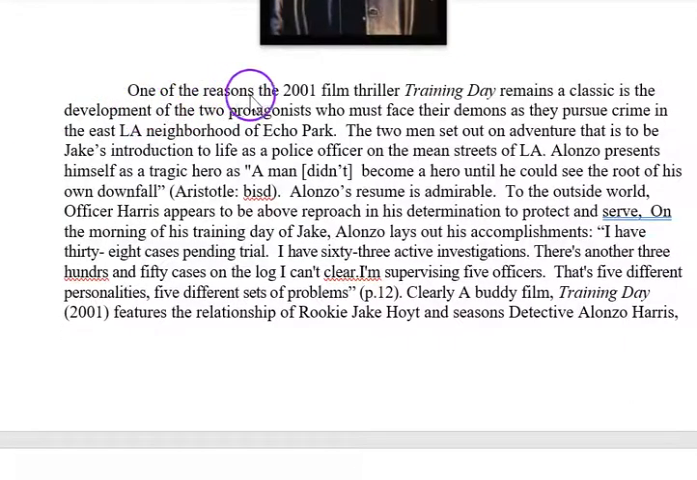Indent the first line. One of the reasons the 2001 film thriller Training Day remains a classic is the development of the two protagonists who must face their demons as they pursue crime in the East Los Angeles neighborhood of Echo Park. The two men set out on an adventure that is to be Jake's introduction to the life as a police officer on the mean streets of L.A. Alonzo presents himself as a tragic hero as, quote, a man didn't become a hero until he could see the root of his own downfall. That's an Aristotle quote.